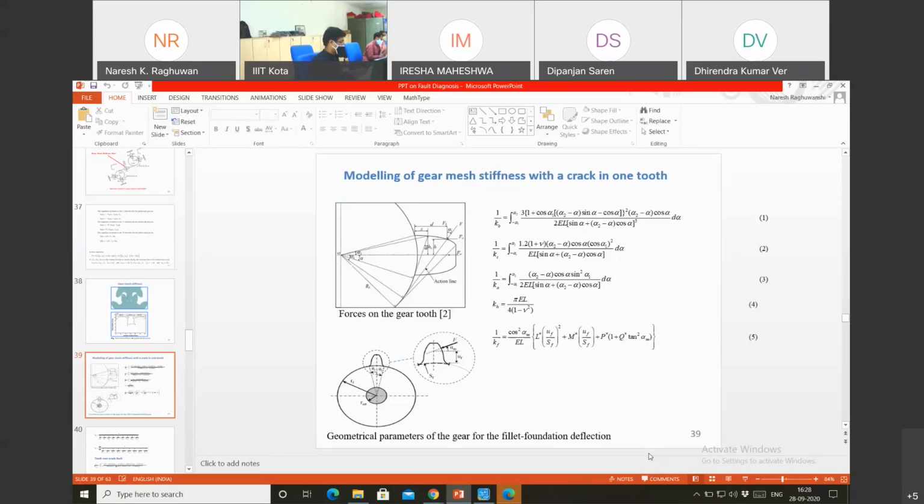This is the last equation, KF. One by KF is the flat foundation stiffness. Some researchers developed this analytically for the flat surface. This is the rim, with only the shaft hole, but the whole structure is plain. If you are considering another hole on the flat, you have to modify this equation.